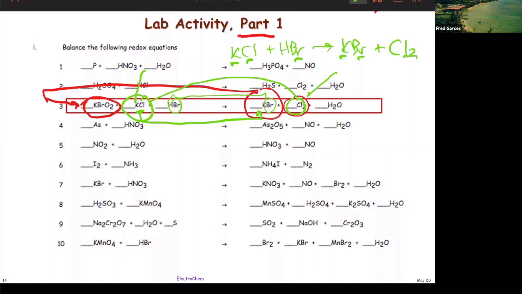It's just a matter of making sure that when you choose your half reaction, the elements that are not hydrogen and oxygen show up on both sides. Otherwise, you will never be able to balance it.